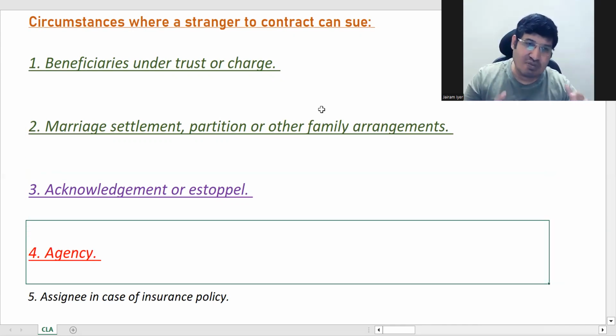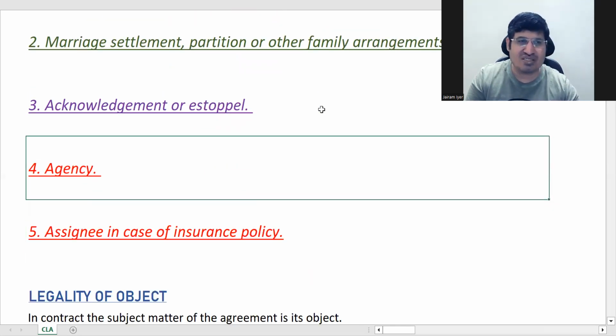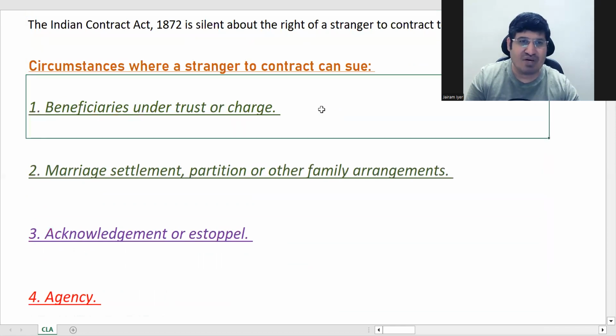So wherever there is a three-party arrangement, the contract will be between two parties, but the third party will have a right to sue. Okay. Assignee in case of insurance policy. Insurance is the same as in the case of beneficiaries.